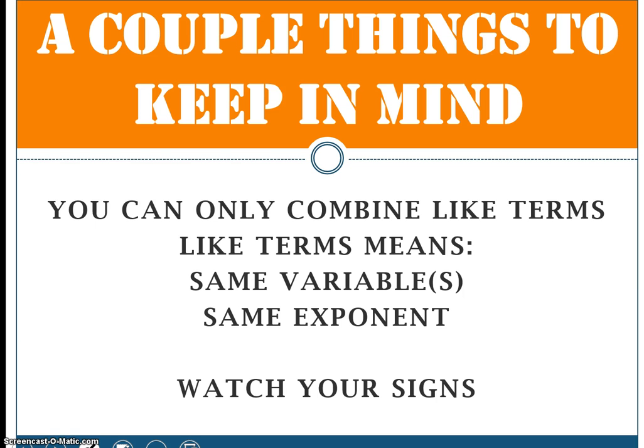A couple of things to keep in mind before we get started. You can only combine like terms. Like terms means same variables and same exponents. The other thing to remember is to watch your signs. That's very important in adding and subtracting polynomials.